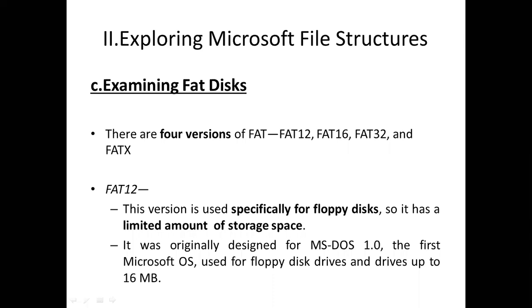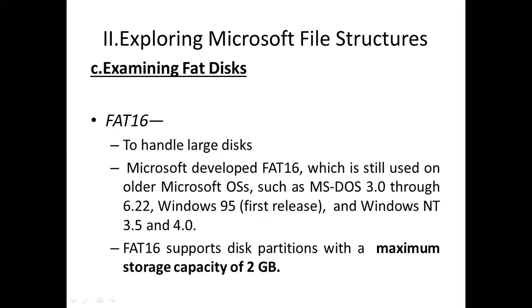The storage space on a floppy disk is divided into units called sectors. In larger storage devices, generally there's a bunch of sectors which form a cluster. So that is the background of FAT12. So generally it is for floppy disk, so it has only a limited amount of storage space. Now the next is FAT16.